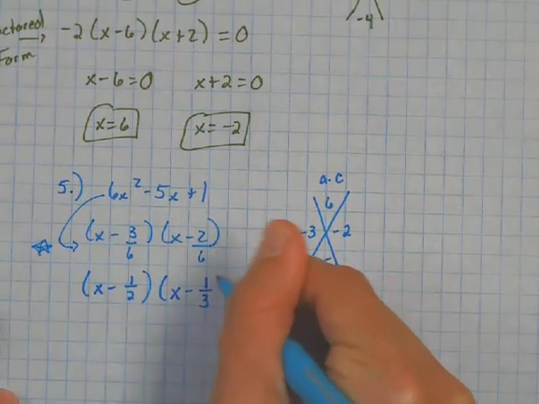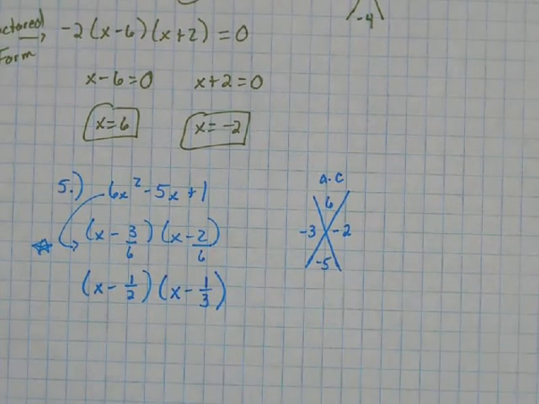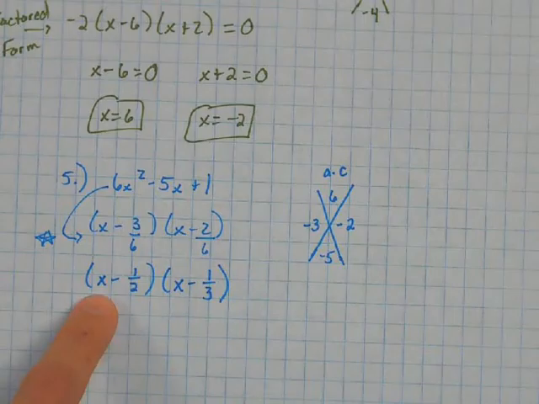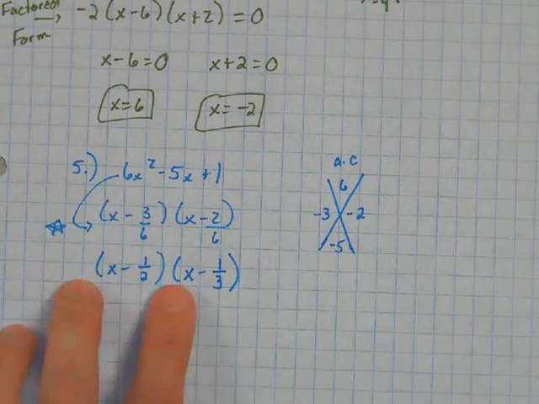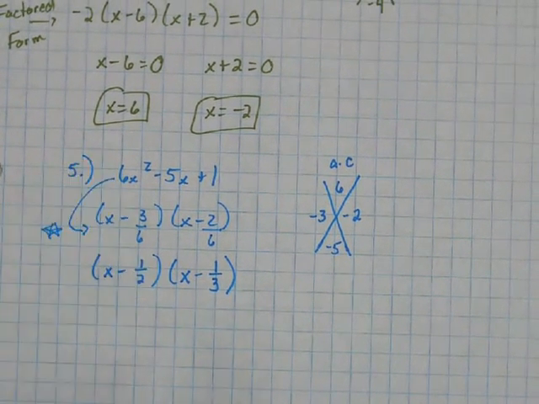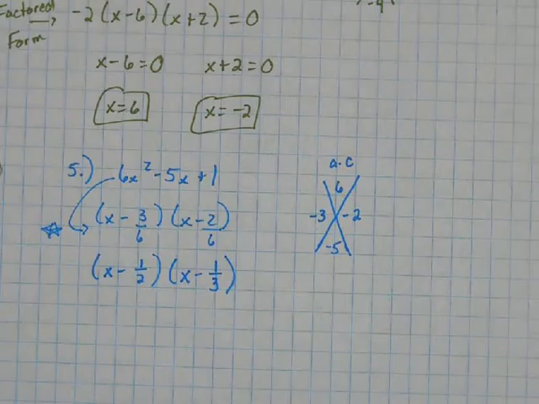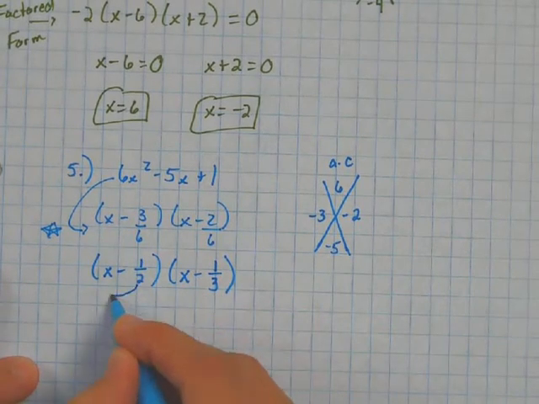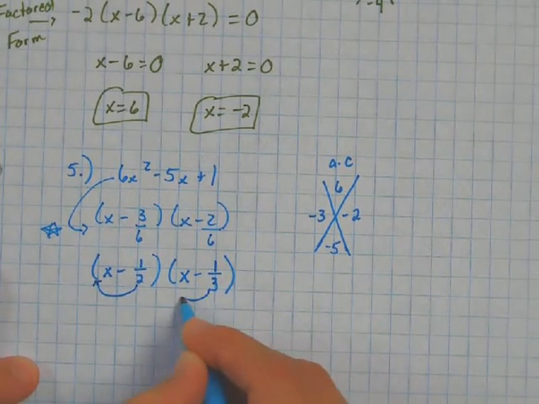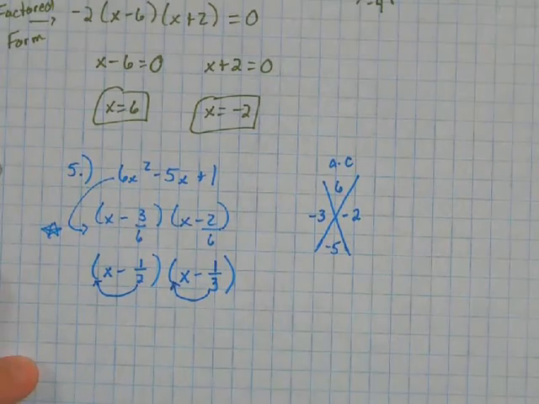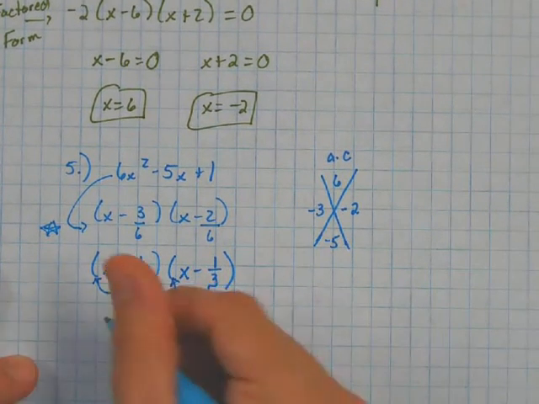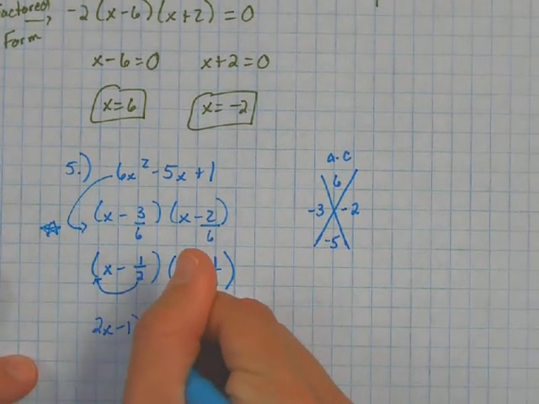Now remember, I'm just factoring. This still doesn't multiply out to give me the original. These first two have got to multiply to give me 6x squared. So the easiest thing to do is take that 2 and move it to the front, and take that 3 and move it to the front. You always move your denominators. So it becomes 2x minus 1 and 3x minus 1.